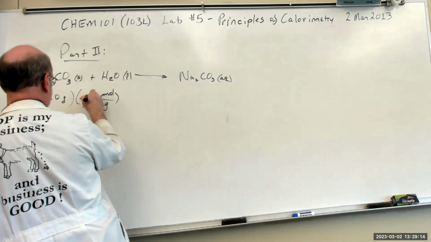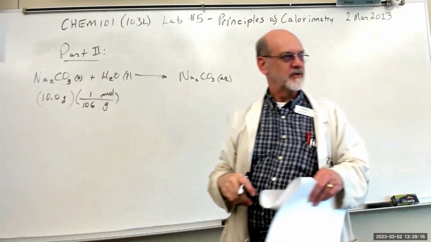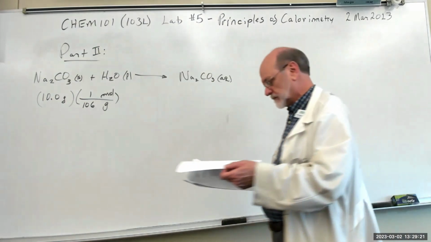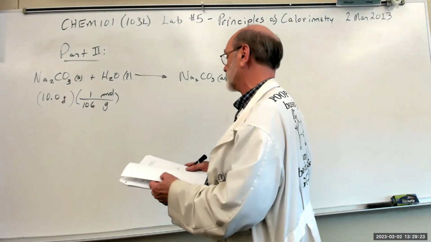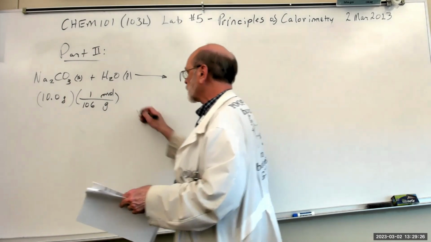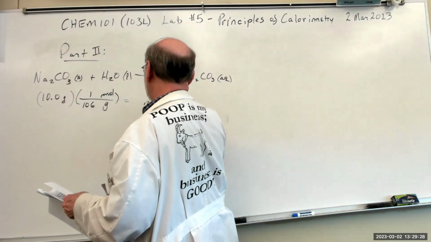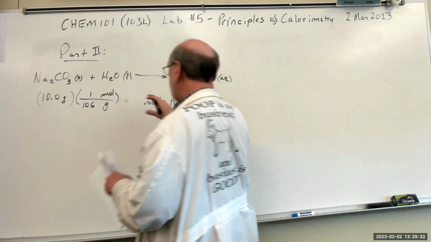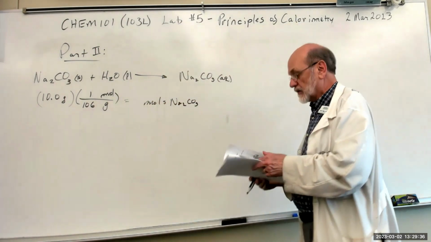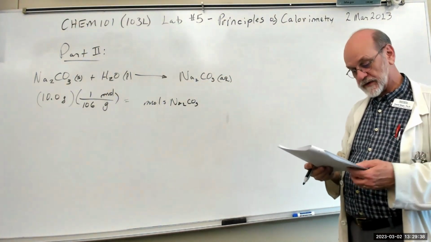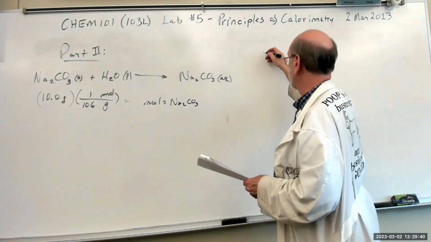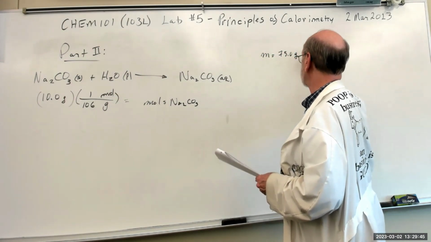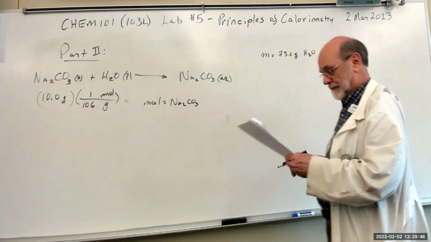Or you can look on the bottle when you weigh it out. The formula weight will be there on the bottle. Or you can calculate it either way. And this will give you the moles of sodium carbonate. Okay. Now you hang on to that, because the next thing you're going to do is set up the calorimeter with 75 milliliters of water. So the mass of water equals 75 grams.